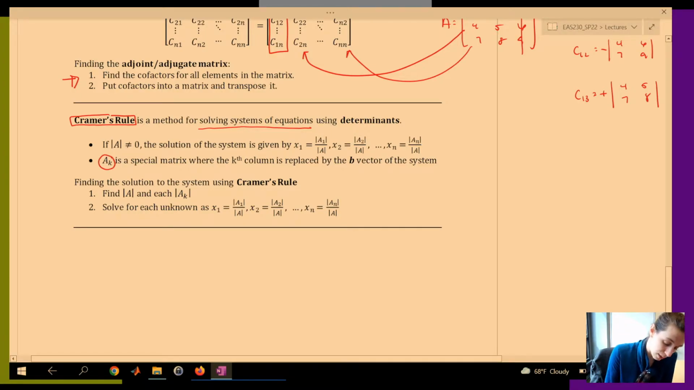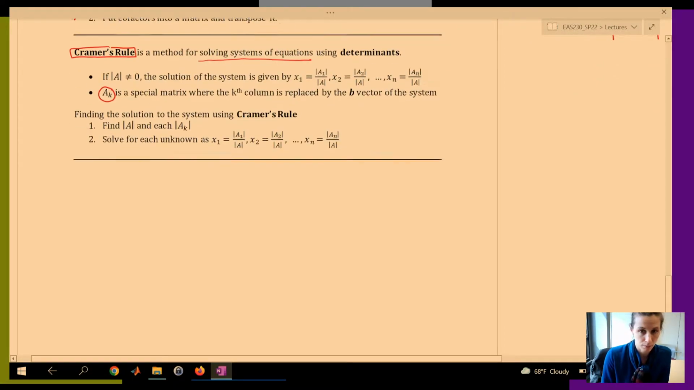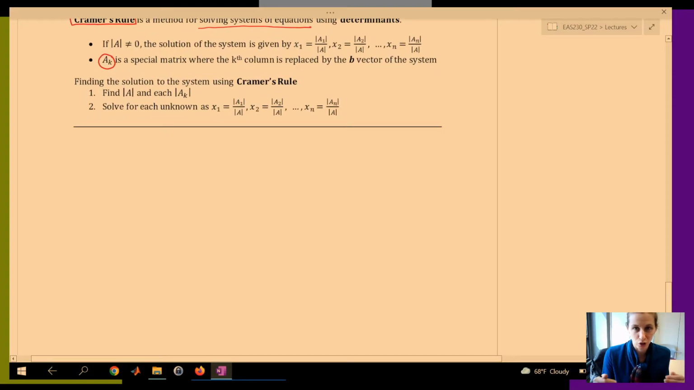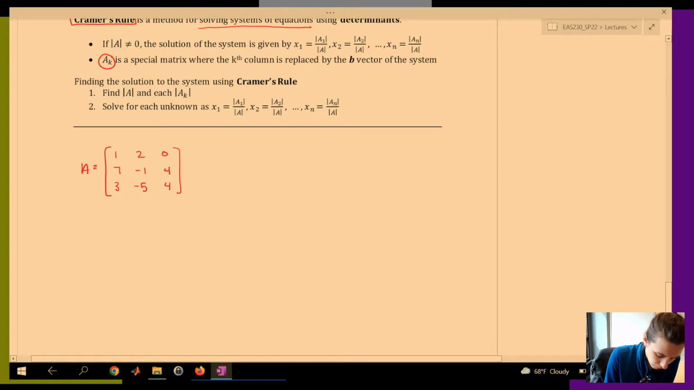AK, so A sub a number, is a special matrix where the kth column is replaced by the B vector of the system. So let's go ahead and look at what that is. So let's say I have a system of equations. A looks like this. And B looks like this.